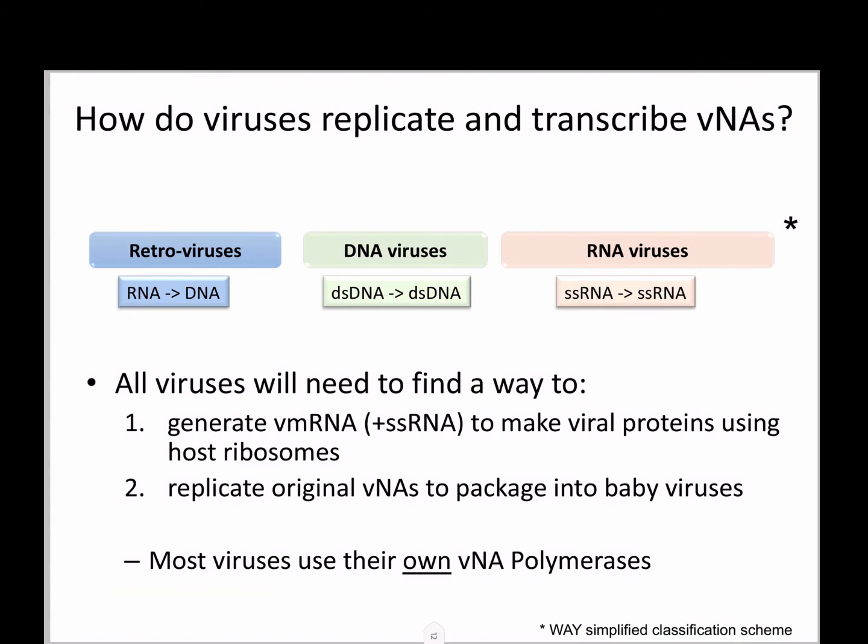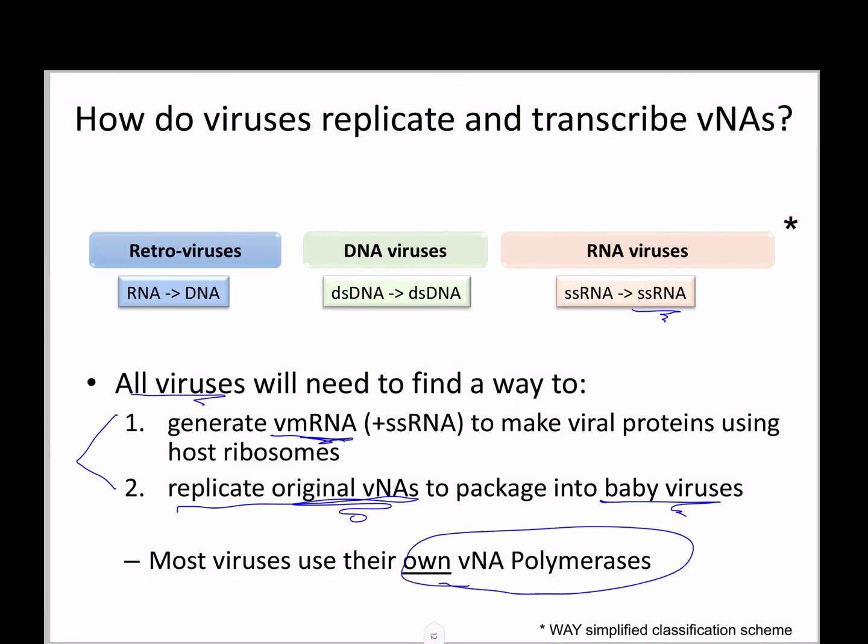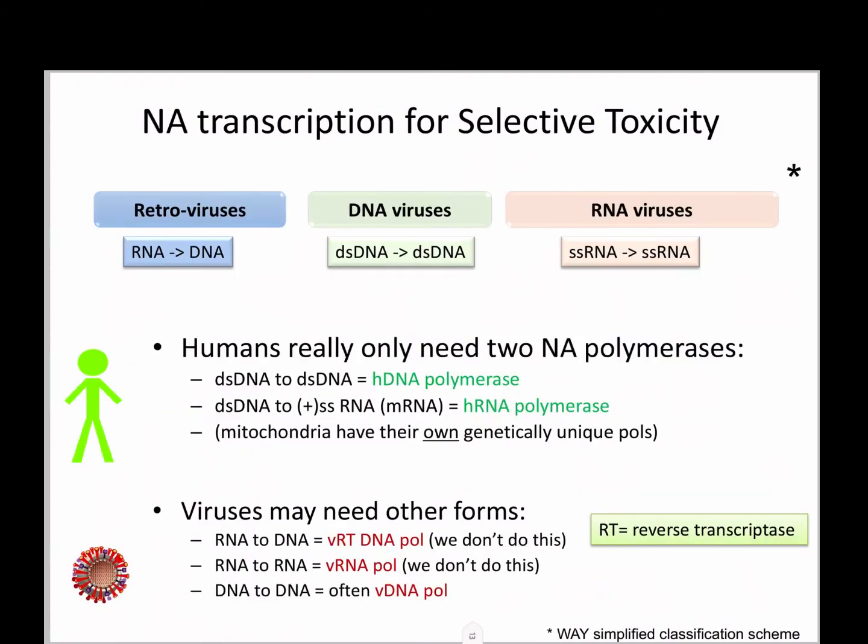So these polymerases are, of course, absolutely critical because all viruses are going to need to find a way to replicate their original nucleic acids so that they can reproduce into virions. And they're also going to need to figure out a way to make messenger RNA. Some of them are going to come in single-stranded RNA to begin with, but most of them won't. So they're going to need to be able to produce both of these things. And in order to do so, and do so efficiently, most of them are going to come with their own nucleic acid polymerase, instead of relying on ours. And that's, of course, where we hit selective toxicity.